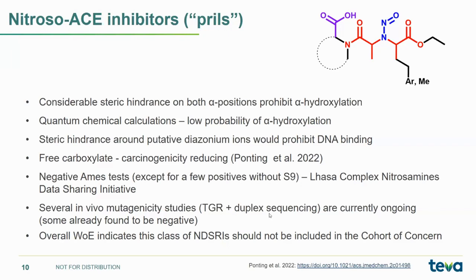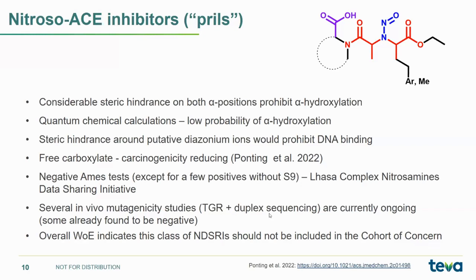Here, actually, all of the compounds that were already tested and that are reported in the LASA complex nitrosamine data sharing project that David described earlier, they're all negative, with a few that are positive but without S9, I think one or two of them. So there's none that are actually positive with S9. That's a strong indication that this whole class is probably non-mutagenic.